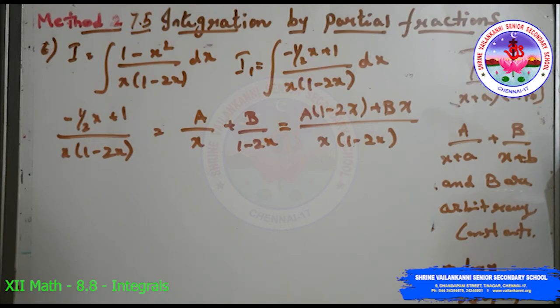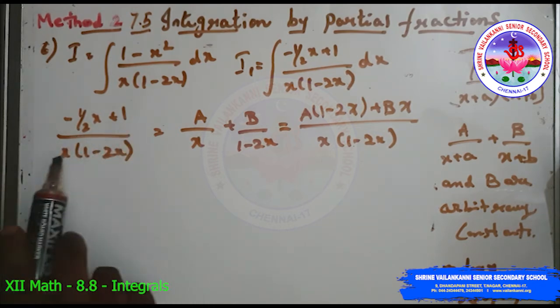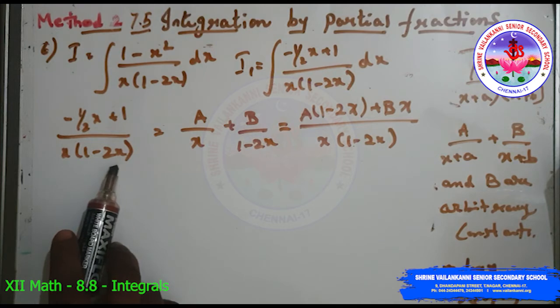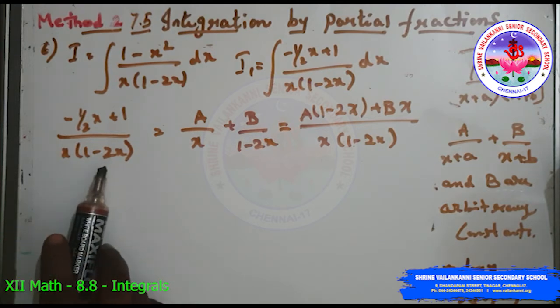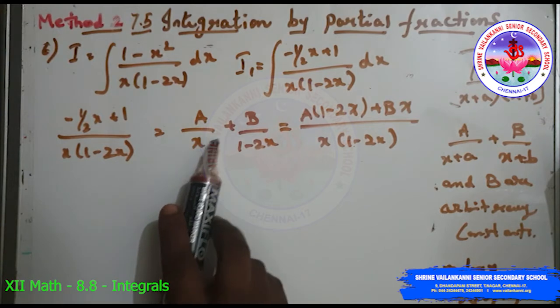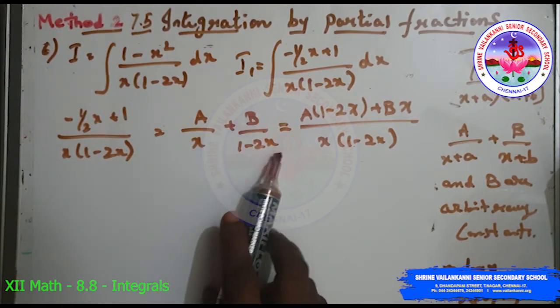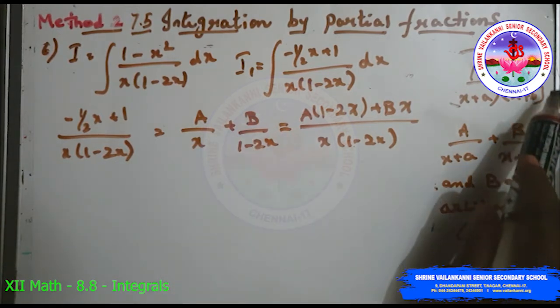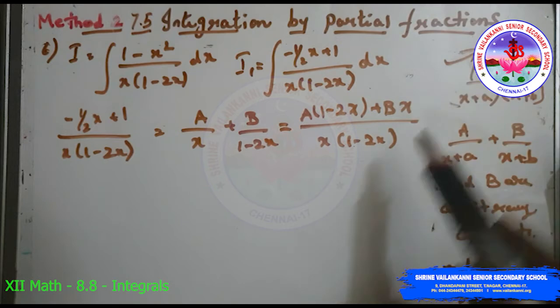Resolving the integrand into partial fractions. So (minus half x plus 1) by x into (1 minus 2x). So we have two different factors. We are writing this as a by x plus b by (1 minus 2x), which is in the form of this rational function.